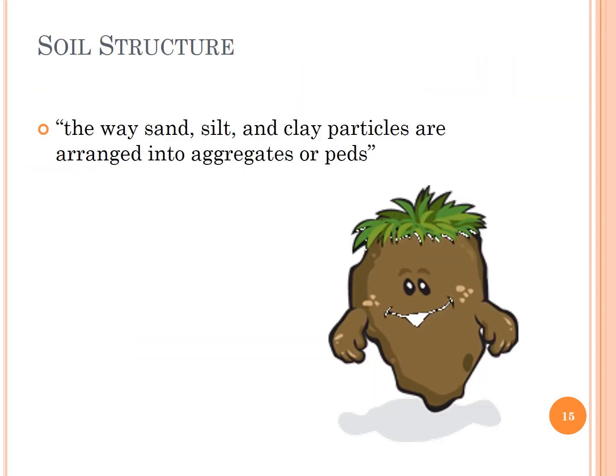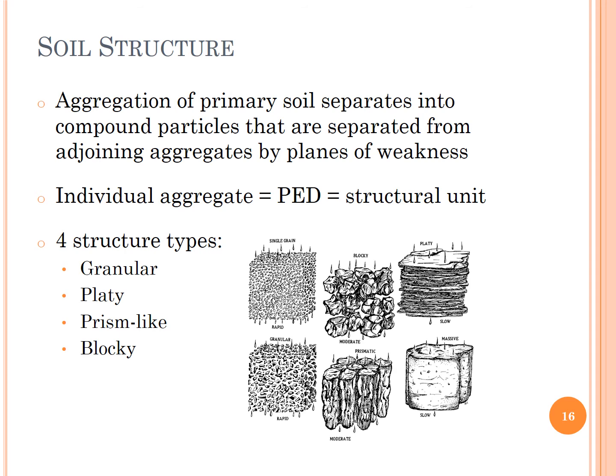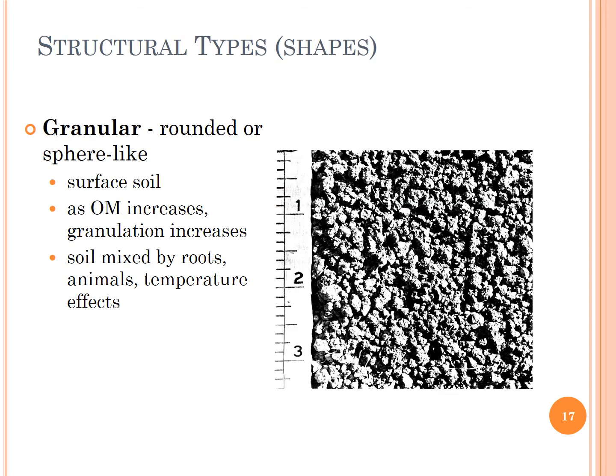So now we're going to learn about soil structure, which is the way sand, silt, and clay particles are arranged into aggregates or peds. You saw some examples of soil texture in week 1. There's 4 general types of soil structure: granular, platy, prism-like, blocky. These aggregates of primary soil separates are basically separated by adjoining planes of weakness. We call these individual units peds, or a structural unit.